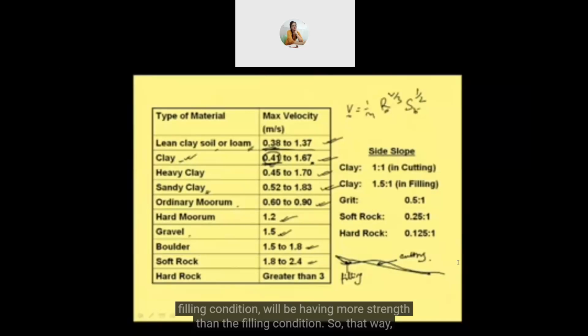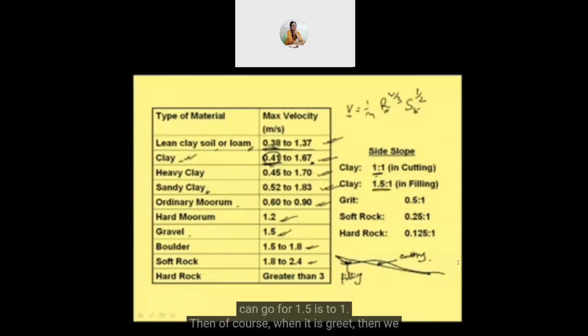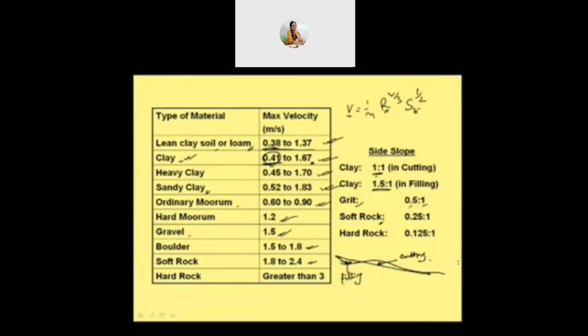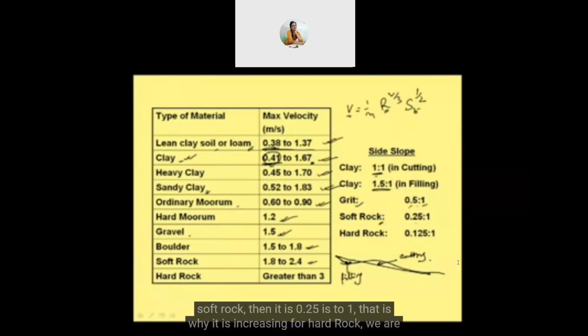So that way, for the portion where we are having cutting in clay, there we can go for a side slope of 1:1. But in the filling portion, we should not go for that sort of steep slope. We can go for 1.5:1. Then of course, when it is grit, we can go for 0.5:1. And then if it is soft rock, we are talking about cutting soft rock, then it is 0.25:1. That way it is increasing. For hard rock, we are going for 0.125:1. And in fact, for hard rock, we can go for zero slope also. I mean, zero slope means it is vertical.